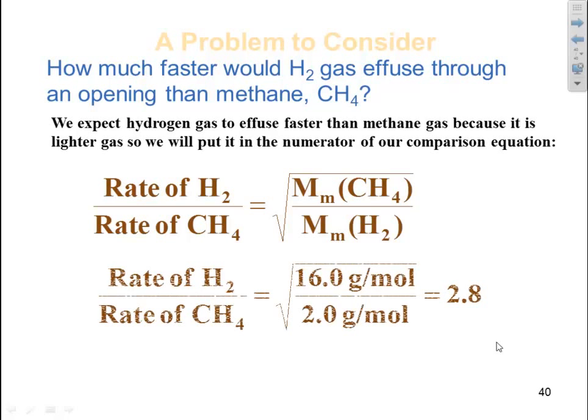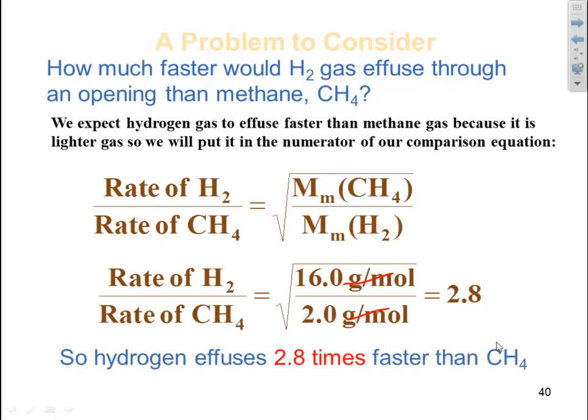So we plug in our values. We know that the molar mass of methane is 16.0 grams per mole. Molar mass of hydrogen is 2.0 grams per mole. So your units cancel. This has no units. Take the square root of that. That'd be the square root of 8, which gets me 2.8. So how we look at this is as follows. This is basically telling us that hydrogen effuses 2.8 times faster than methane.